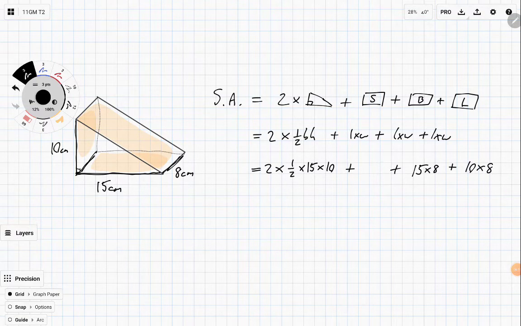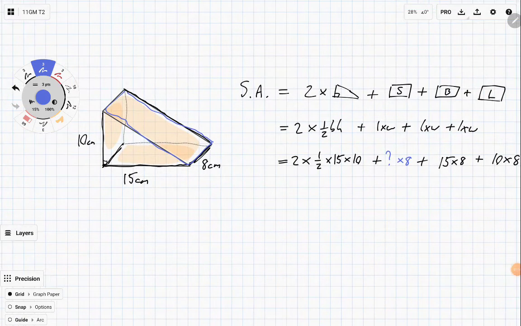Okay, so then the last question is, what is the length of the top rectangle? So let's do this one in blue. Alrighty, so what's the length of it? We know that the width is 8, so it's going to be something times 8. The question is, what is that something? Well, this is a right angle triangle on the front, right? This shape here is a right angle triangle. What does that mean? Well, we can do Pythagoras to it.